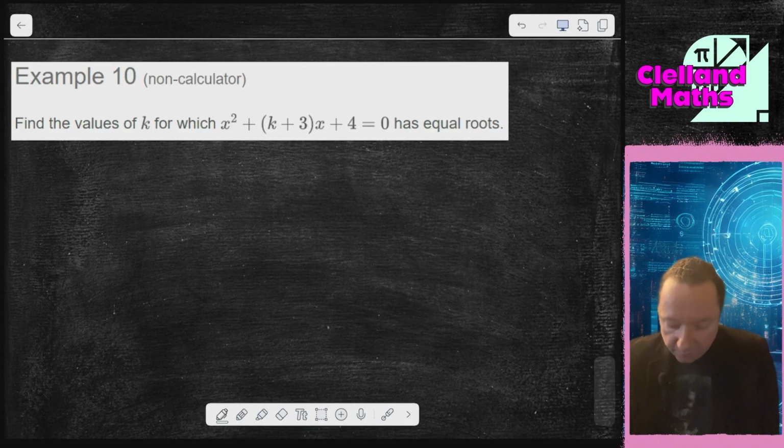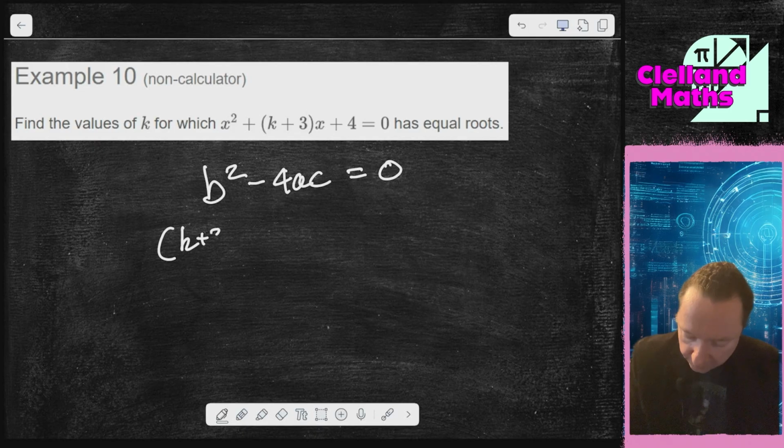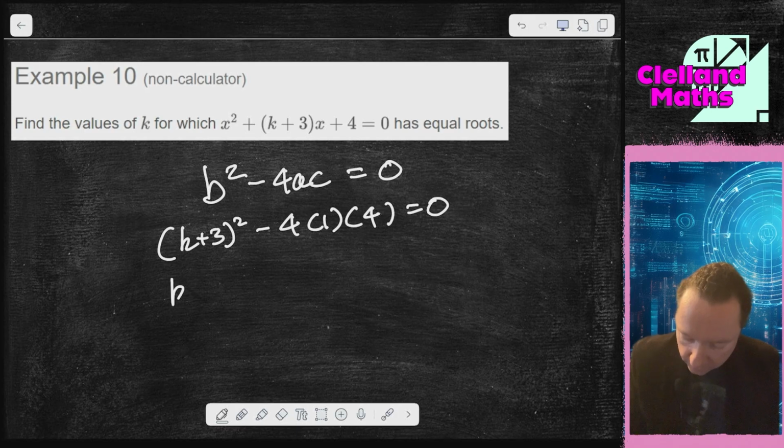Okay, example 10. Find the values of k so that this has equal roots. So we're now onto the quadratic section massively here. If it's mentioning equal roots, we're looking at the discriminant. So b squared minus 4ac, if it's equal roots, is equal to 0. Our b is k plus 3, minus 4 times 1 times 4 equals 0. K squared.